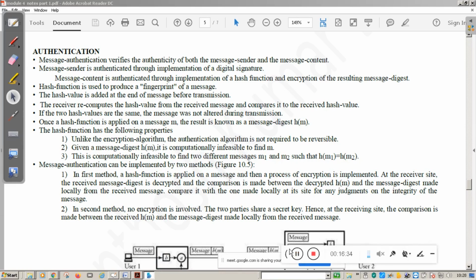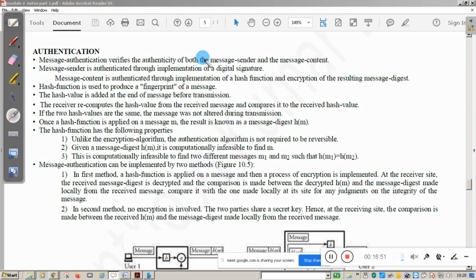Student, in your syllabus, the topic is authentication. So authentication is achieved by means of digital certificate and digital signature, right? So I have already explained that one. Now we will see what exactly that is. Message authentication verifies the authenticity of both the message sender and the message content. Message sender is authenticated through implementation of a digital signature. Message content is authenticated through implementation of a hash function and encryption of the resulting message digest. Hash function is used to produce the fingerprint of the message. Hash value is added at the end of the message before transmission.